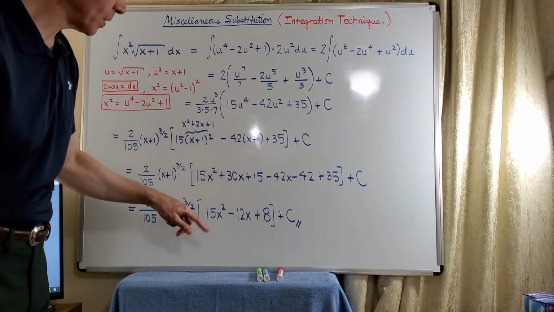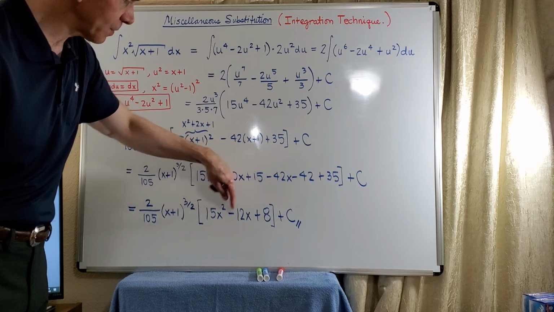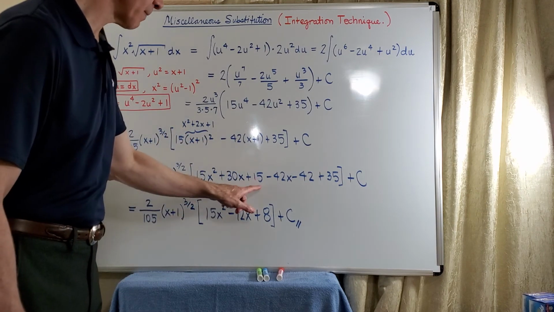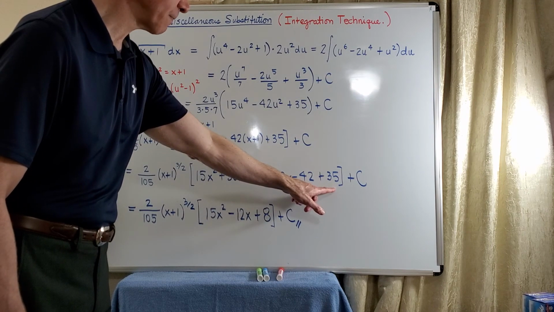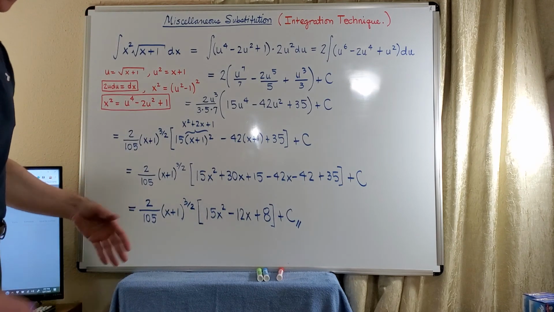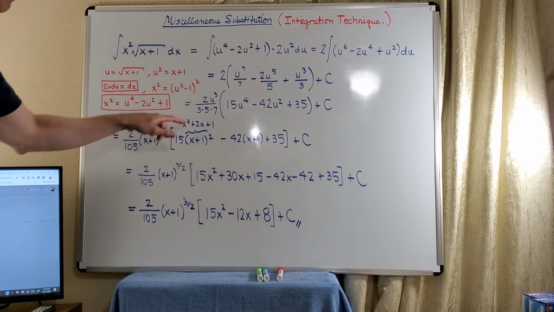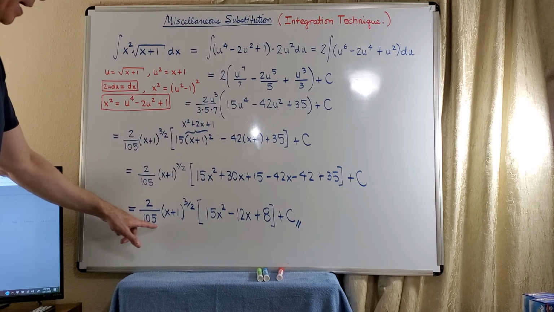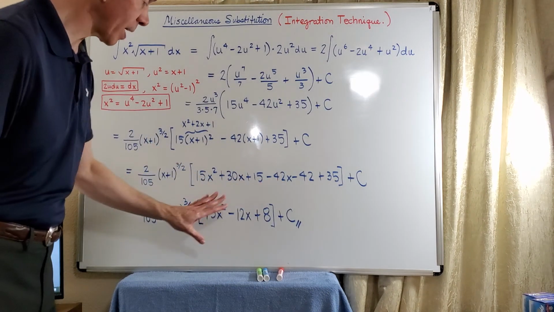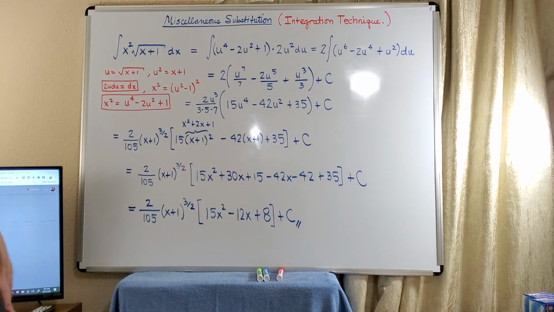And then, of course, now if we look at this, we have a 30 and a negative 42. That'll give us a negative 12x. The 15x squared just drops down. And then if we look here, the 15 plus the 35 gives us the 50, minus the 42 gives us an 8. So our nice and neat antiderivative looks as follows: 2 over 105. Of course, if you multiply these numbers, you get 105 times x plus 1 to the 3/2 power times the quantity 15x squared minus 12x plus 8 plus the arbitrary constant. And we are done.